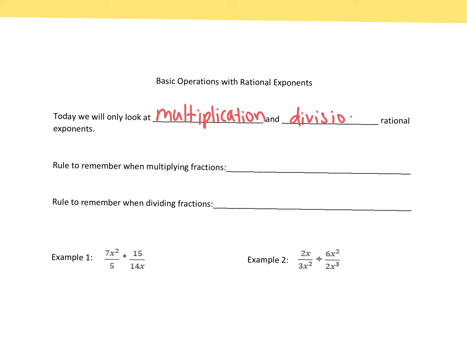So the only thing that your little mini test is going to cover is, number 1, simplifying, and number 2, multiplying and dividing, which is going to be pretty much the exact same as simplifying. When are we taking it? Next week.